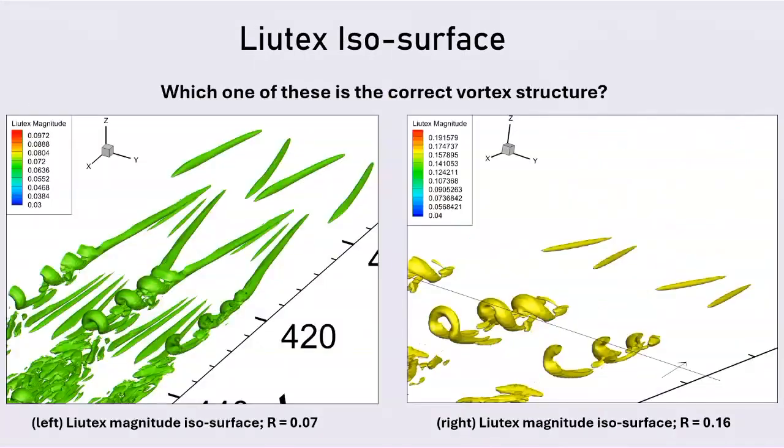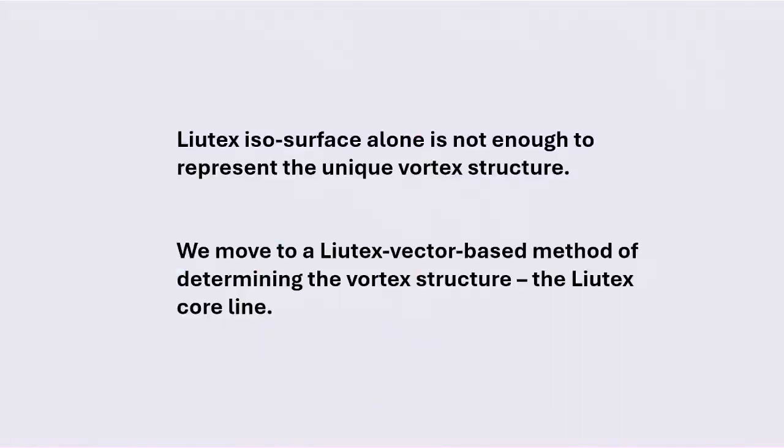So here's another example of why not to use just only Liutex isosurface. Which one of these is the correct vortex structure? We don't know. So we have two different values for the isosurface of Liutex magnitude, yet here we have missing structures that are present in the other threshold. So that is kind of an issue. Which one is the right threshold? So it is to say that Liutex isosurface alone is not enough to represent the unique vortex structure.